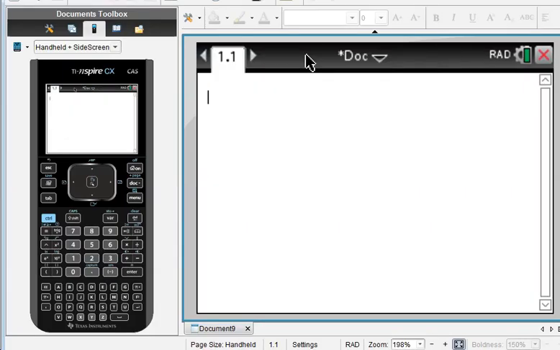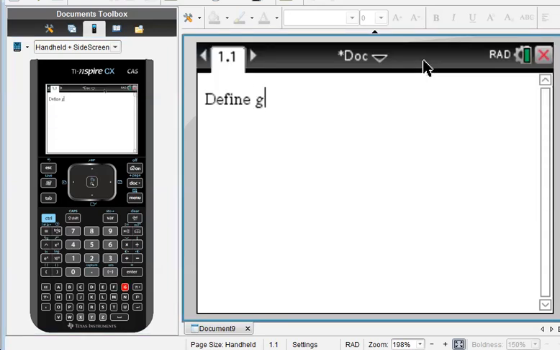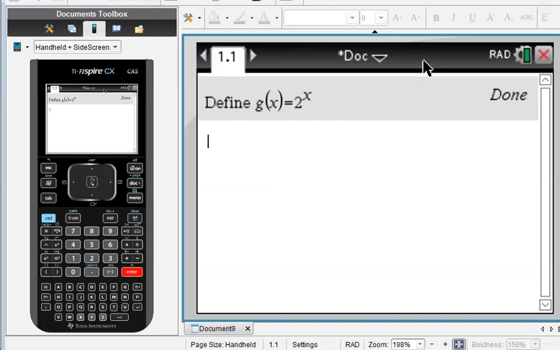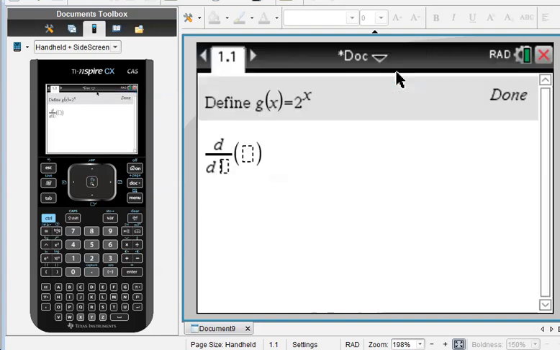Okay, so what I'm going to do is I'm going to grab a calculator, take the menu, an action, and I'm going to define what g of x is. So let's just use 2 to the power of x. We'll do that first one. Okay, so now the graphing calculator knows that g of x is 2 to the power of x. Now what we're going to tell it to do is take the derivative. So we're going to go to calculus, take the derivative of g of x, and so it already knows what g of x is with respect to x.